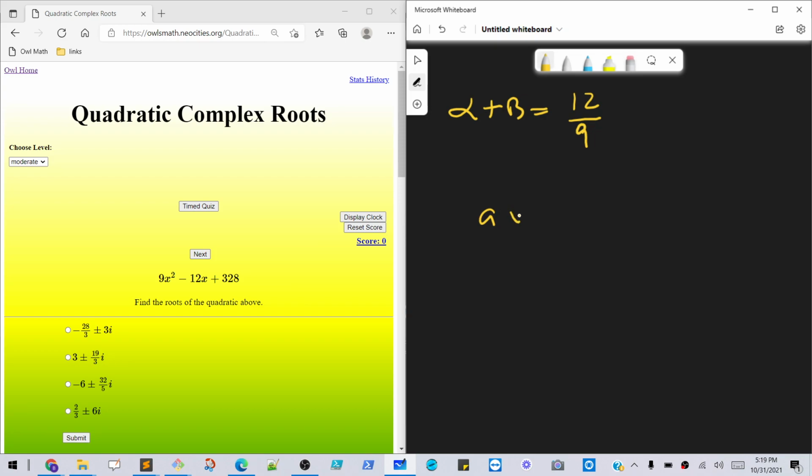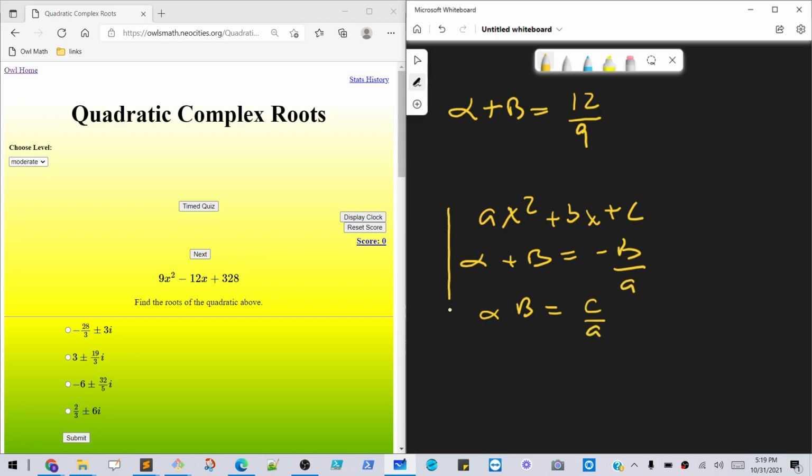So we have a quadratic of the form ax squared plus bx plus c. Then Vieta's formula tells us that alpha plus beta is going to be negative b over a, and that's the sum of the roots. The product of the roots will be just c over a. So we'll use that to solve this.